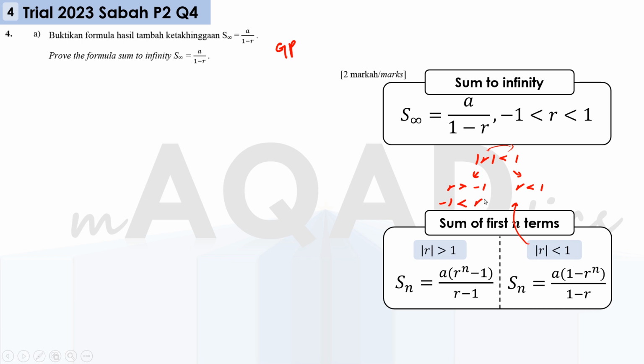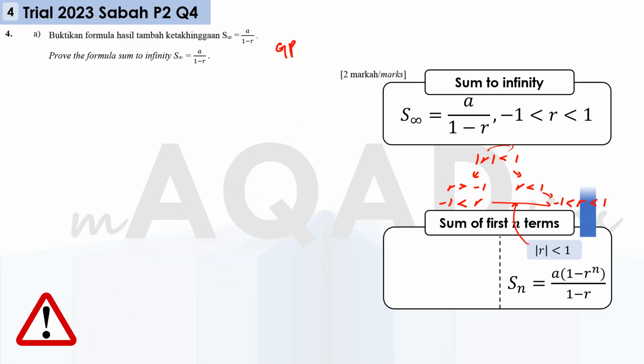Okay, and then if I combine these two, meaning I put the r in the middle, it will be less than 1, but it will be more than -1, which is exactly the same as the range for sum to infinity. So what I'm trying to say here is these two actually have a relationship whereby the sum to infinity formula is actually a special case from Sn, from this formula.